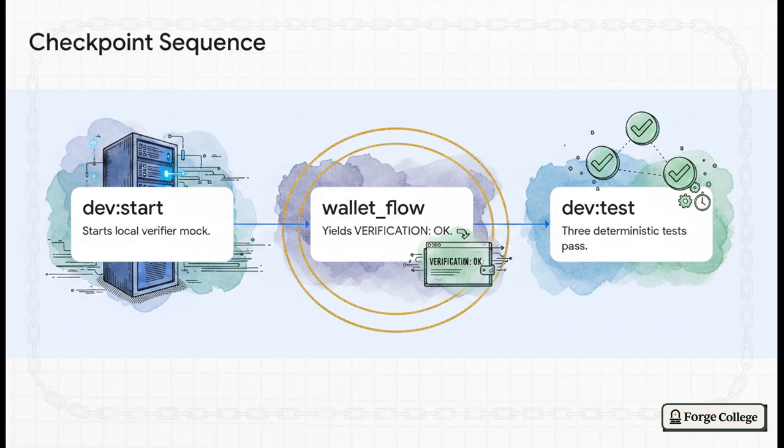Step 1, they run npm run dev start to boot up the local verifier mock. Step 2, they run node scripts/walletflow.js, and bam, it should yield verification OK right in the terminal. Step 3, they run npm run dev test, and those 3 deterministic tests we just talked about pass instantly with 0 flakiness. If this sequence breaks, you iterate locally until it works.